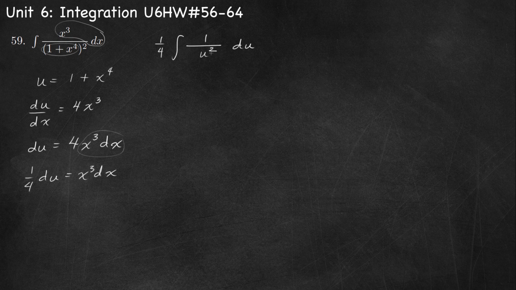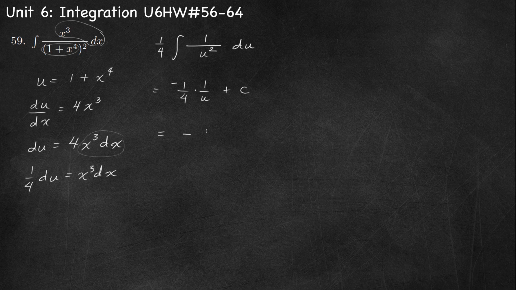You can think of this as u to the power negative 2 and use your power rule, or you might remember the derivative of what is 1 over u squared. Well, the derivative of 1 over u would be negative 1 over u squared. So if we make this negative, then it's just 1 over u right here, plus c.